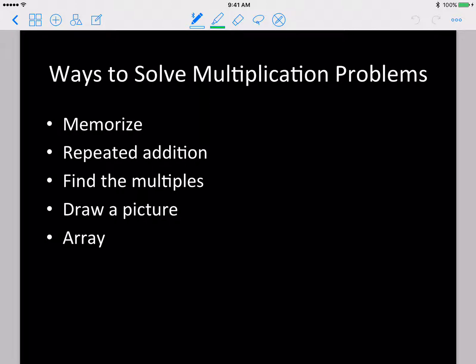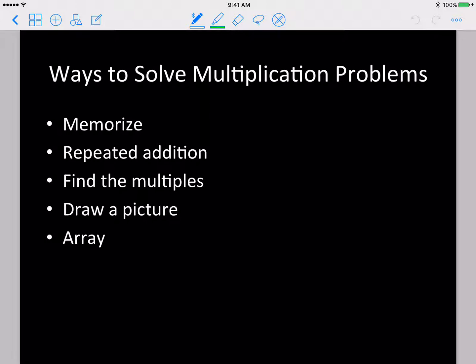So if you haven't done that, I would suggest that you can get flashcards at the Dollar General or Walmart or online. That would be a good thing to do. But if you don't have some of your facts memorized, no worries. We can figure them out. We can figure all of them out.